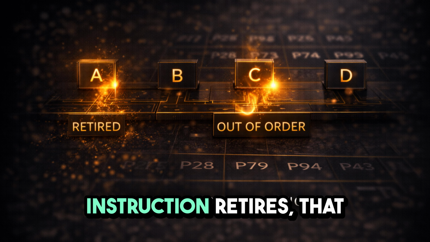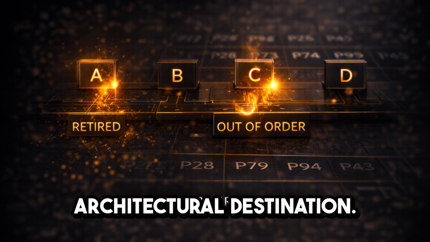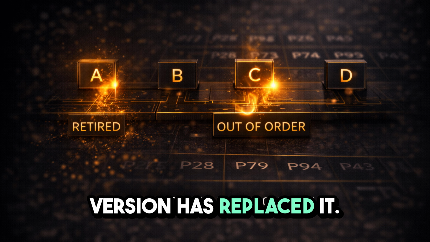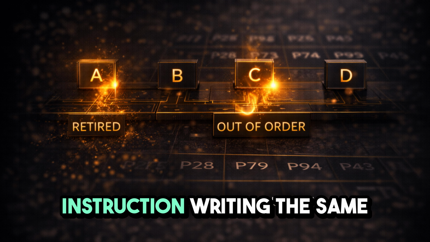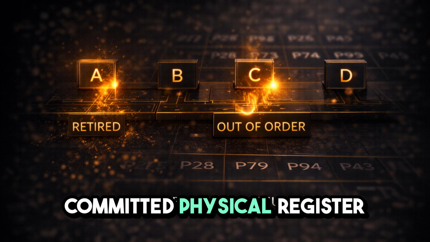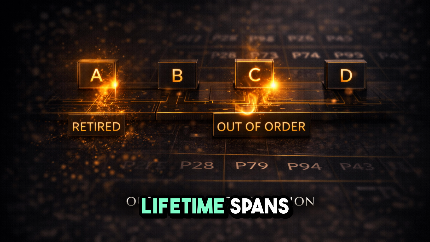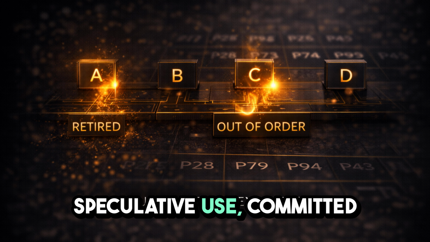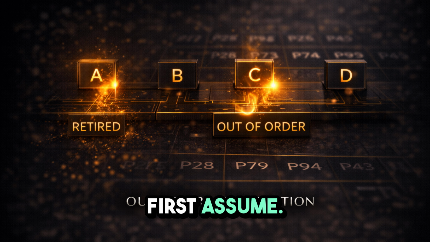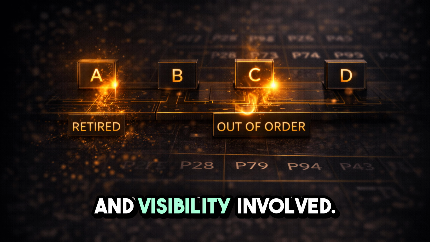Later, when the writing instruction retires, that physical register becomes the committed version for its architectural destination. It remains live as long as it is the latest committed version and no newer committed version has replaced it. Eventually, a later instruction writing the same architectural register retires, and at that point, the older committed physical register becomes obsolete and can be freed. So a physical register's lifetime spans allocation, production, speculative use, committed use, and eventual reclamation. That is longer than many beginners first assume. It is not just allocate, write, free. There is a chain of ownership and visibility involved.